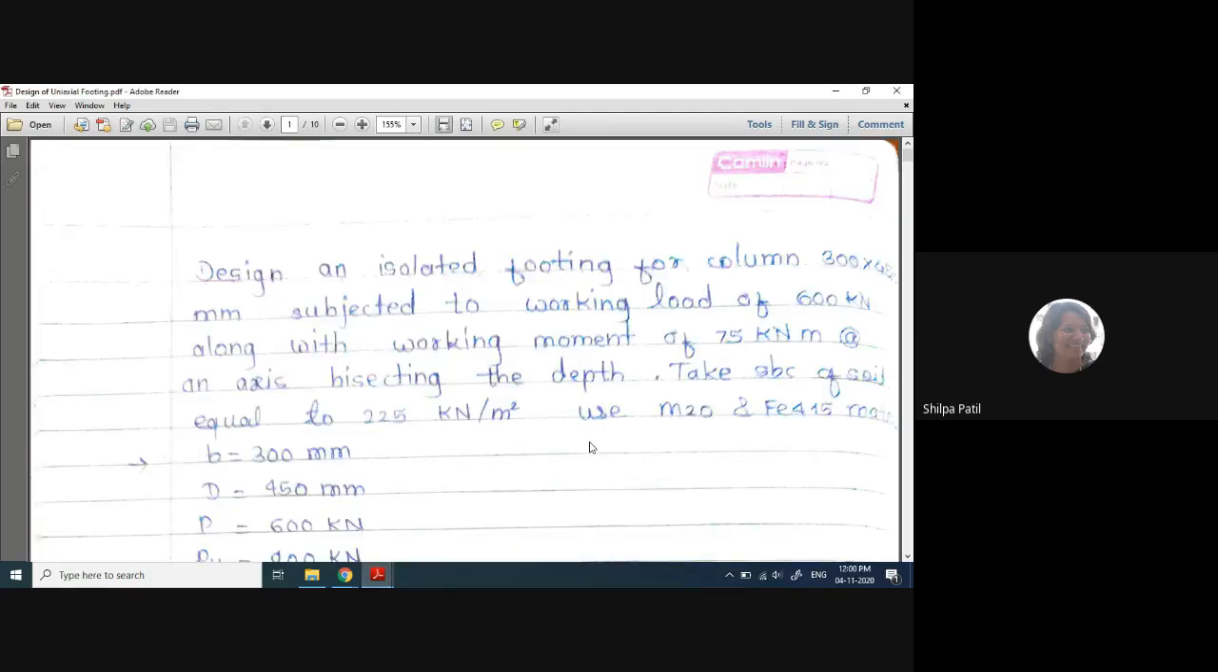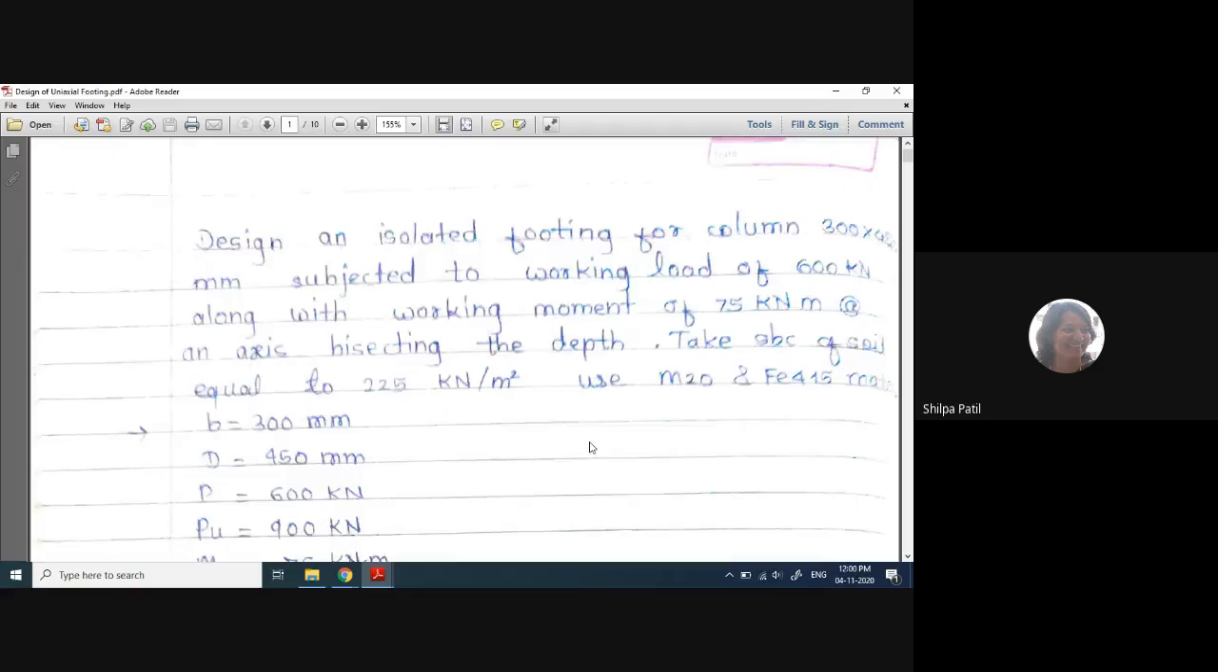So I will start that problem also, because we have almost 20 minutes more. This is the problem statement which is considered. The initial 2-3 steps we will finish today, and the remaining part we will see in tomorrow's lecture. I'm again considering a PDF file here, a solved example. The problem statement is here: design an isolated footing for a column 300 by 450 mm subjected to a working load of 600 kilonewton along with a working moment of 75 kilonewton meter about an axis bisecting the depth.